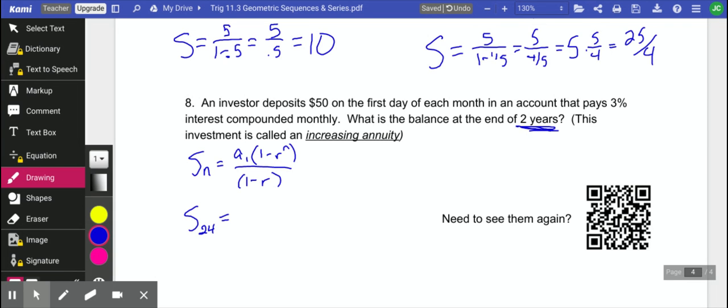So A1, that was our initial amount, that's $50. And then 1 minus our rate. Our rate is 3%, but remember it's 1.03 because it's on the whole thing. To the 24th over 1 minus 1.03.